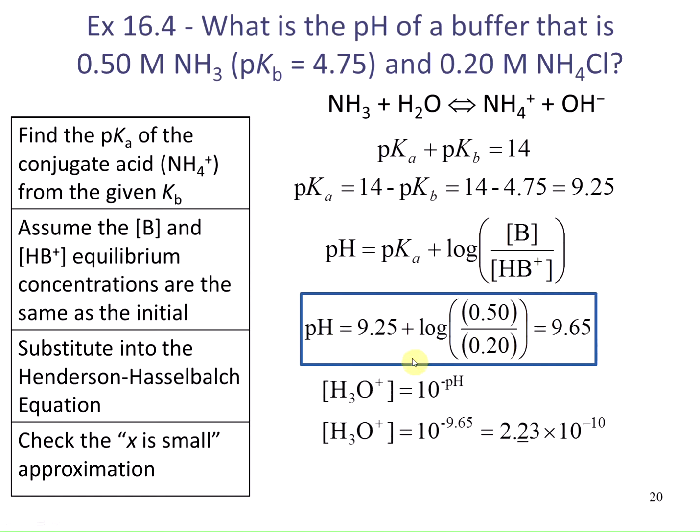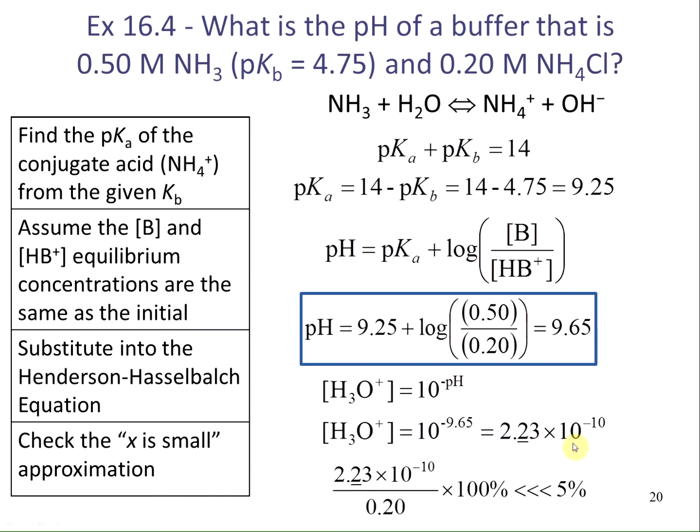And with many of my equations, I need to check to see if the approximation that I've used is okay. So I'm finding my hydronium ion concentration. I take 10, raise it to the negative pH, and my hydronium concentration is 2.23 times 10 to the minus 10th.